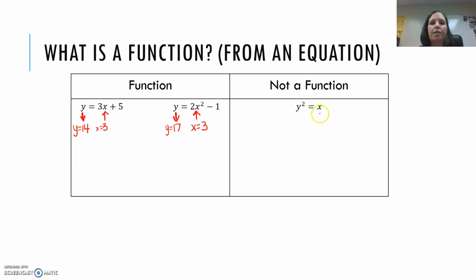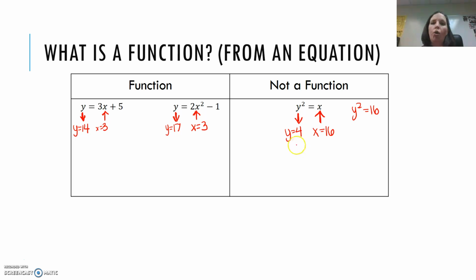For it to be not a function, this is a very special case. We're plugging into X. Let's say that X is 16. If Y squared is 16, our output is the values that make this true. Well, what squared is 16? It could be 4, or there is a second value. This would be negative 4.